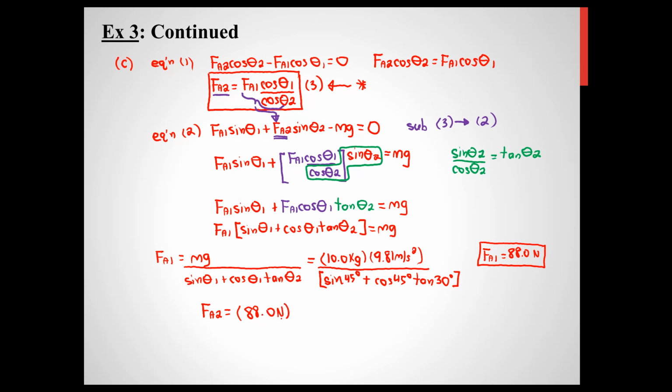newtons multiplied by cosine of theta 1. Theta 1 is that bigger angle, so that's 45 degrees. Divide this by cosine of theta 2, which is the smaller angle, 30 degrees. And then I get FA2 would then be equal to 71.9 newtons.